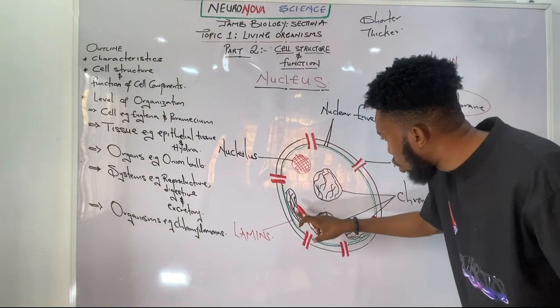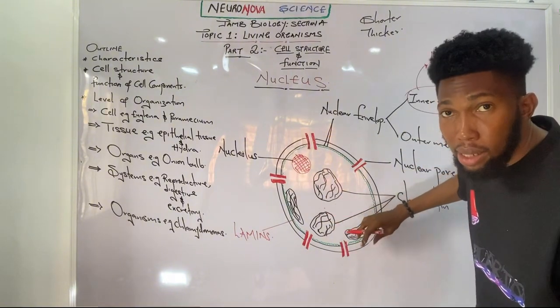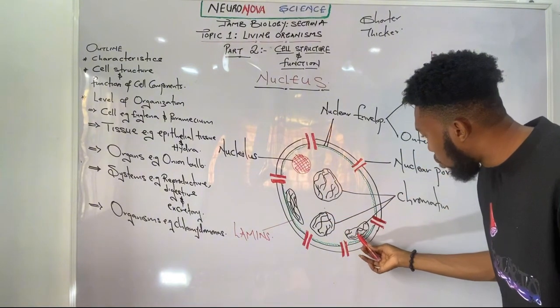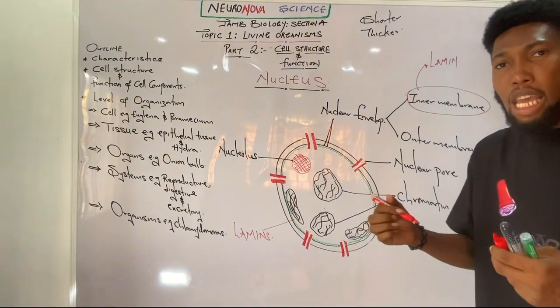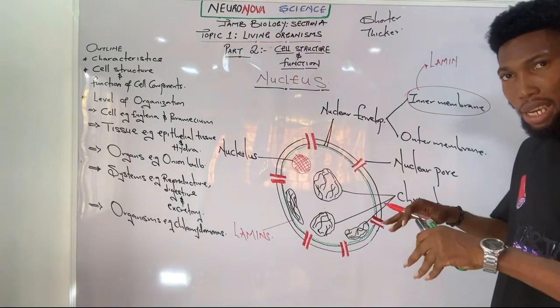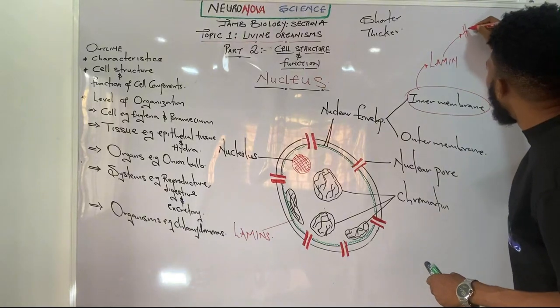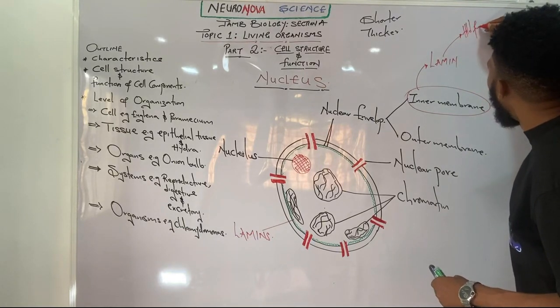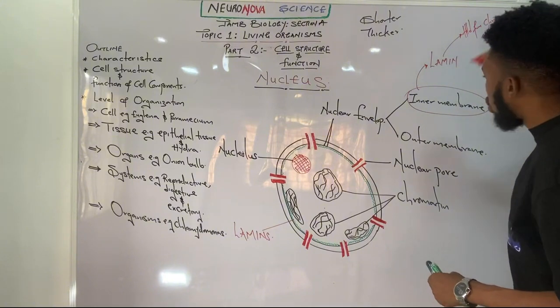Now, I want you to notice some of these chromatin. There are some chromatins that are sitting directly on top of the lamins. You can see this chromatin here is sitting on this lamin. This one here is sitting on the lamin. Now, the lamin helps to hold chromosomes tight to the inner membrane. They help to hold firm chromatins.